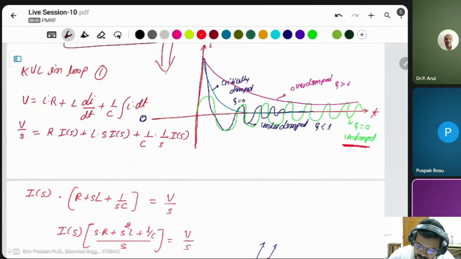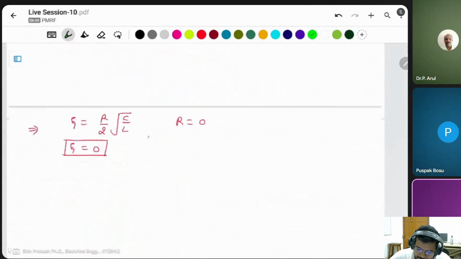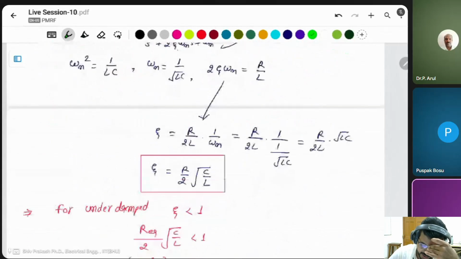Undamped means there is oscillation. It looks like a sinusoidal oscillation, like that. Zeta is equal to 0. In your case, Is is V divided by S square plus SR plus 1 by C.